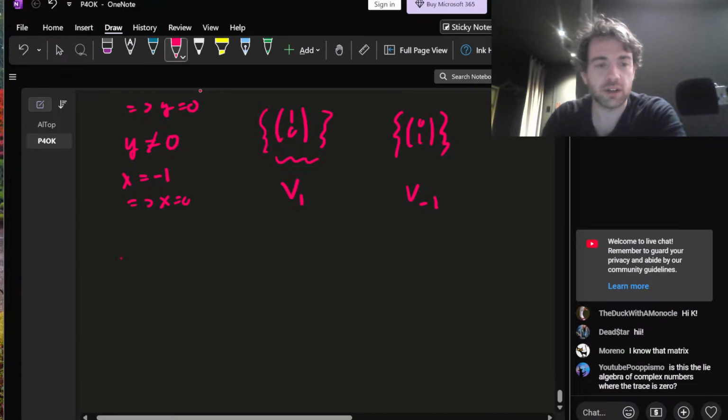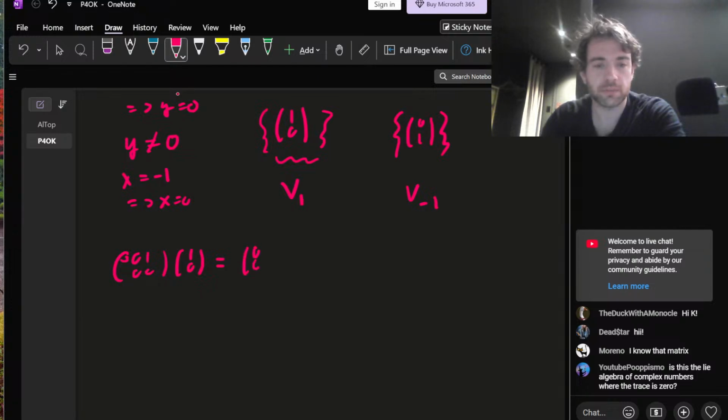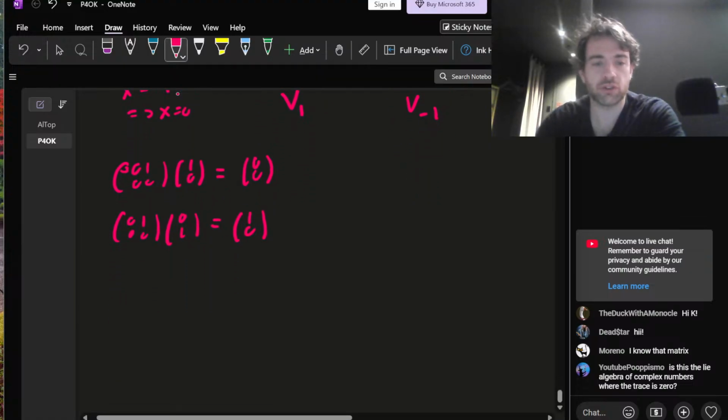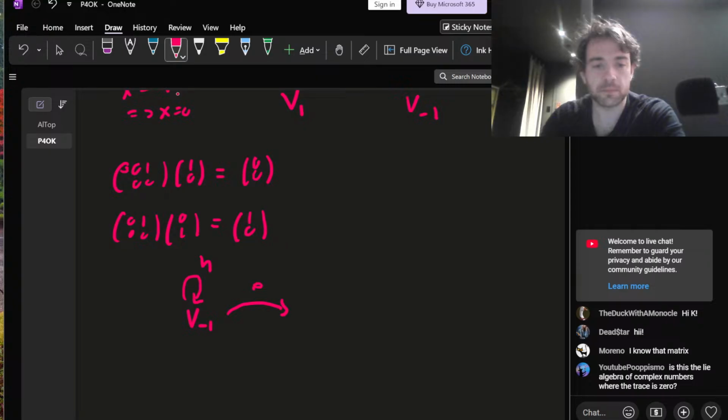So if I take e, and I act on this vector, well, that will just be the 0 vector. If I take e and I act on the other vector, that will actually change eigenspaces. So I have this picture. Of course we have h acting on this eigenspace. We have e taking us between these two eigenspaces. It then kills this one.